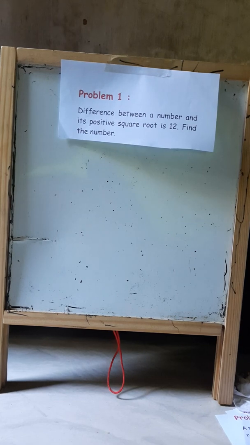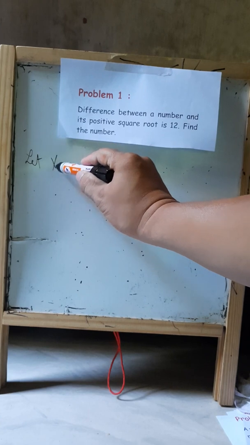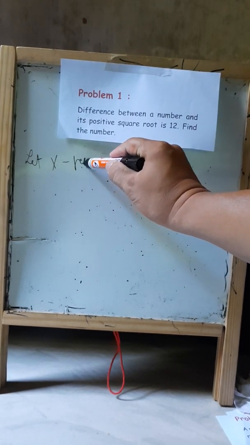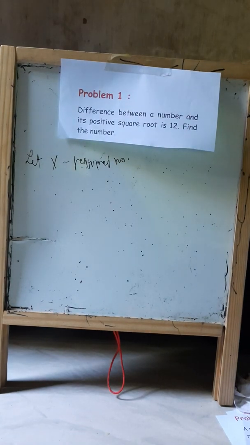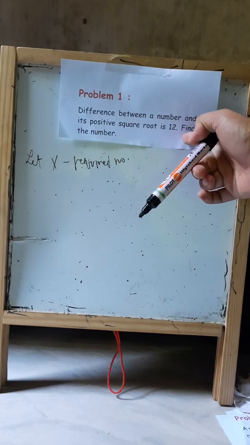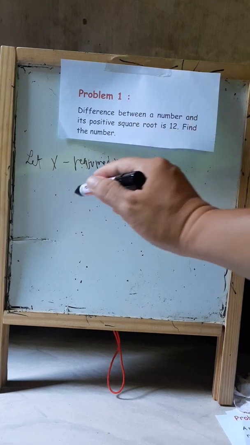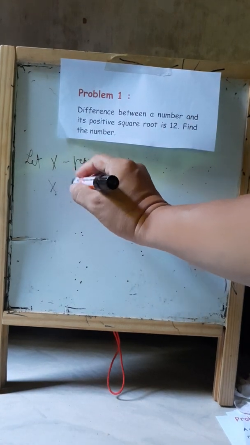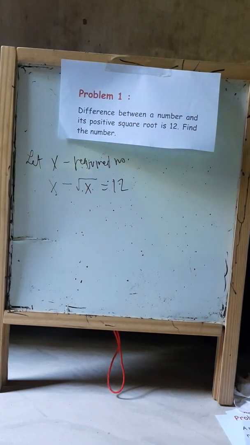The difference between a number and its positive square root is 12. Find the number. Okay, of course, we're going to start with this. Let x be the required number. From the problem, it says the difference between a number, this number, minus its positive square root is equal to 12. So this is how we represent the equation for problem number 1: x minus the square root of x equals 12.